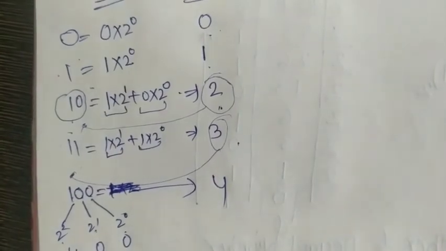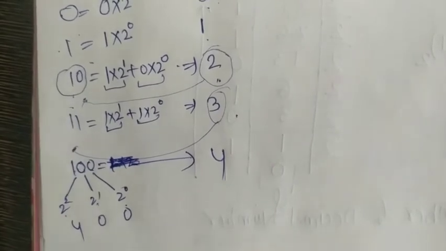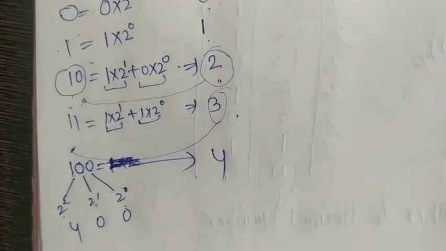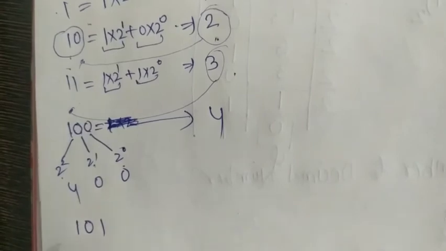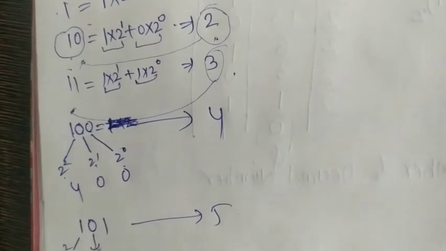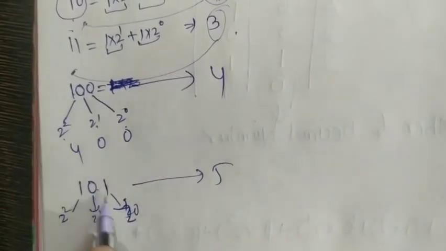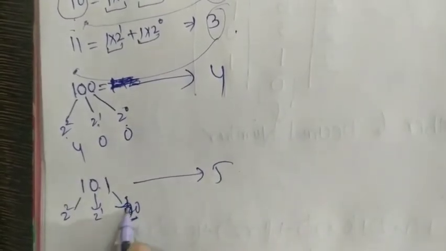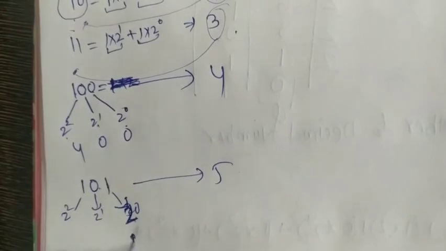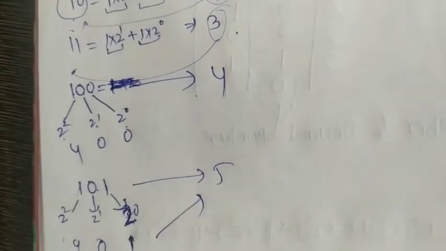So after 100, what will I have? After 100, I will have 101. That will be 5. 2 raised to power 2, 2 raised to power 1, 2 raised to power 0. Multiply them and add them. 1 into 2 raised to power 0 means 1. This is 0, this is 4. So this will be 5.